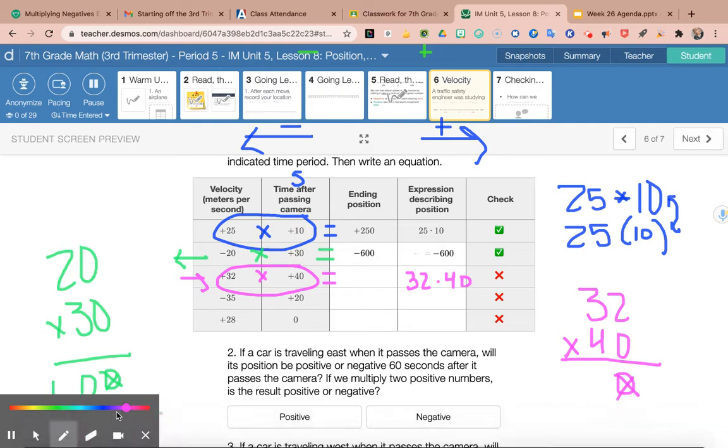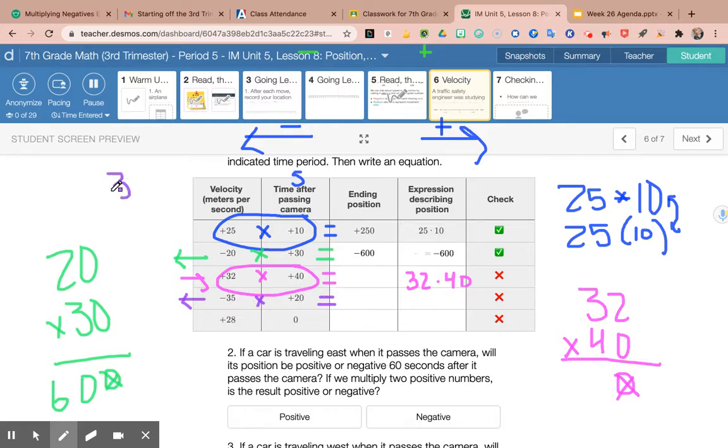Next one, this car is going to the left, so negative 35. Negative 35 times 20. Again, I can stack them, 35 times 20, unless you know another way to do it. You should be practicing multiplication like this because you will not always have a calculator. This car is traveling left, so it is going to be negative, because if the car is going left a bunch of times, it's still going to be on the left side.